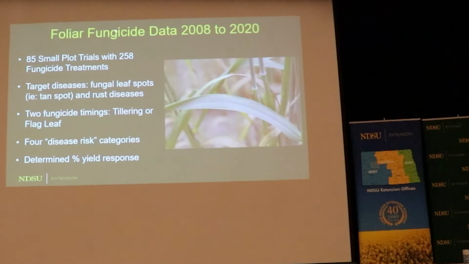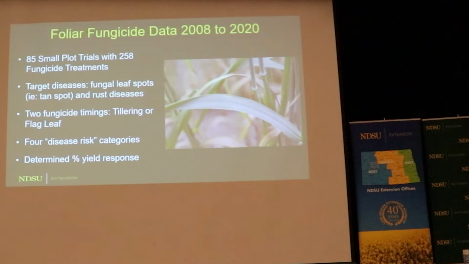What I did is I took all these trials where the target diseases were the fungal leaf spots, think of tan spot and rust, and only 2 individual fungicide timings. One is the tillering, which you put in with that first herbicide pass, and the other one was the flag leaf application. From these environments, I created 4 disease risk categories. In other words, I'll get to these in a little bit, but how I was able to categorize them and then look at responses when it pertains to yield.